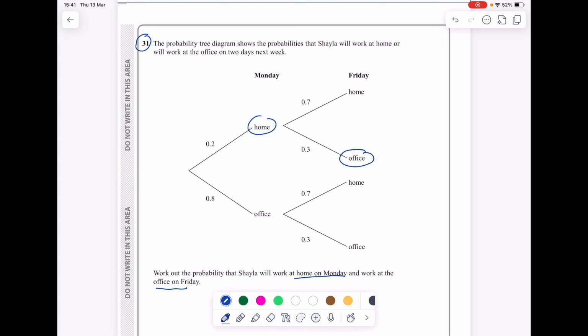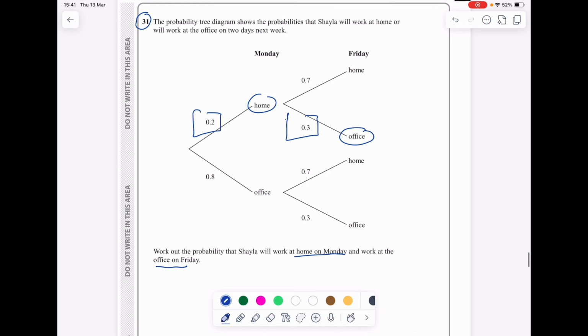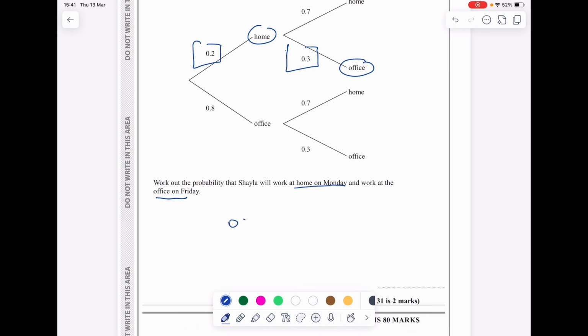So this will be 0.2 times 0.3, which is equal to 0.06. So the probability that Shayla will work at home on Monday and work at the office on Friday is 0.06.